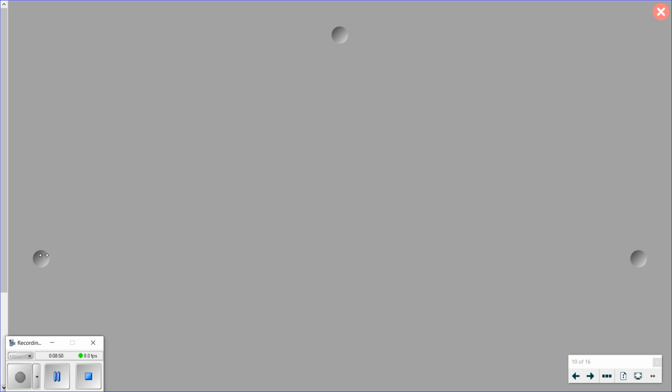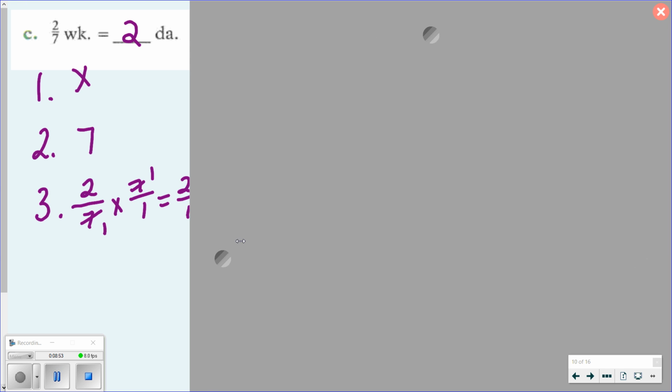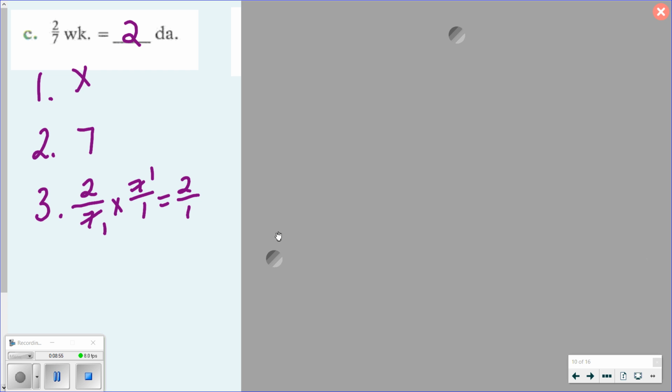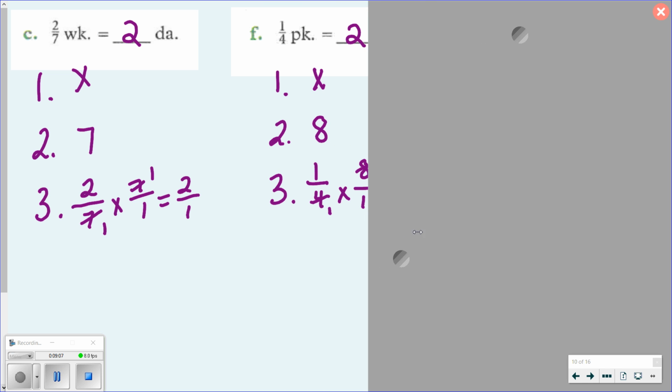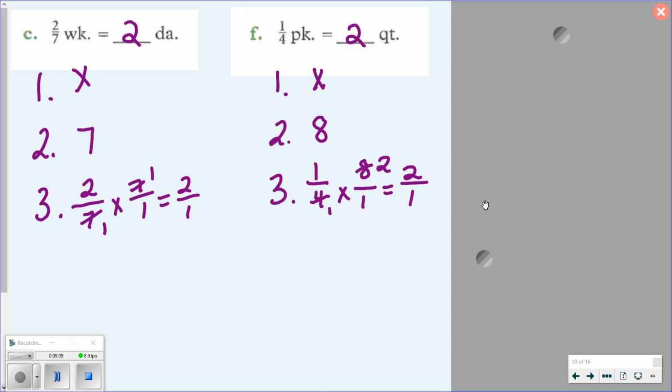Okay, let's check and see what we got. So letter C. We're going weeks to days, so it is multiply. There are 7 days in a week. After you cross cancel, you should have gotten 2 over 1, which equals 2. Letter F. We're going pecks to quarts, and there are 8 pecks in a quart. So once you do your cross canceling, you should have gotten 2 quarts.